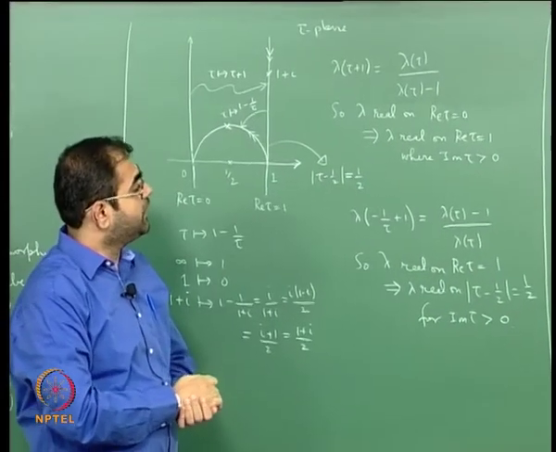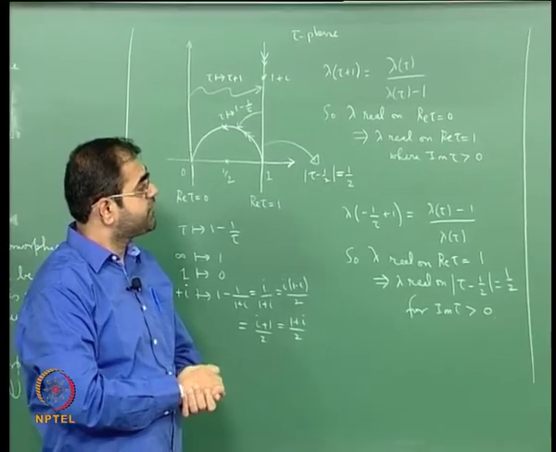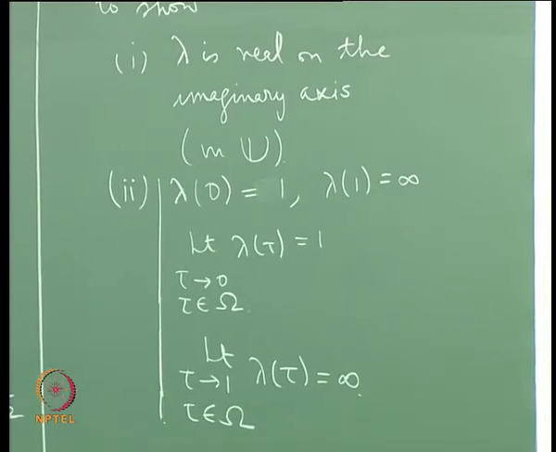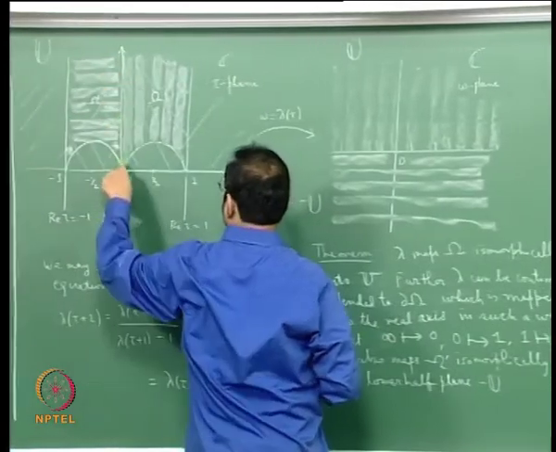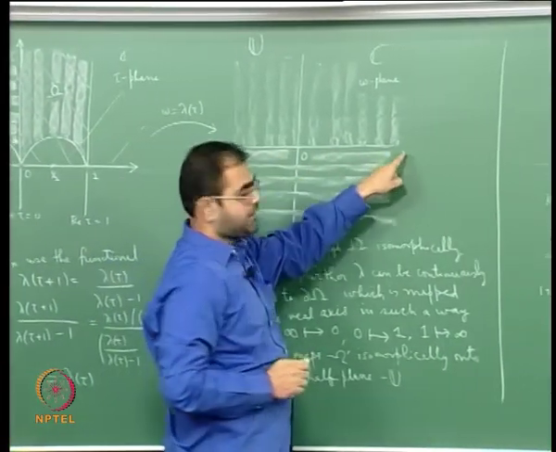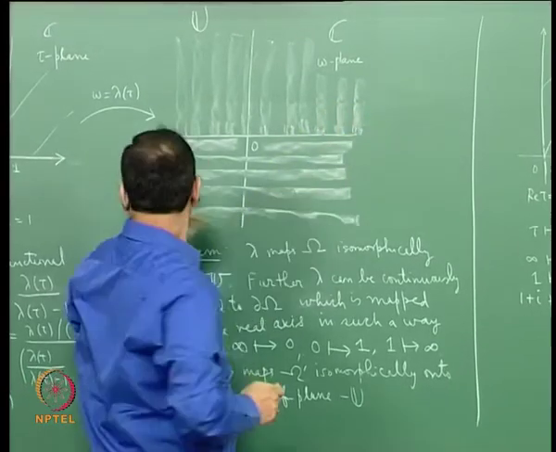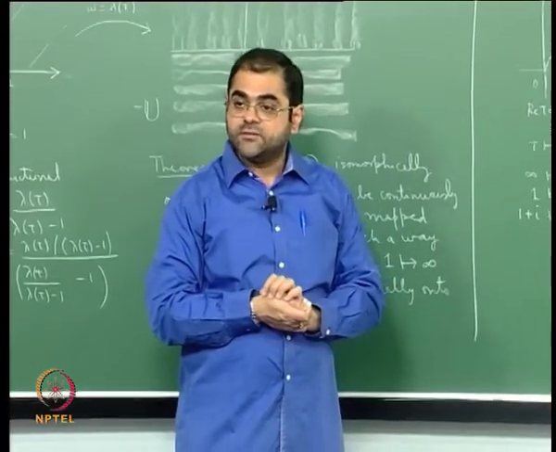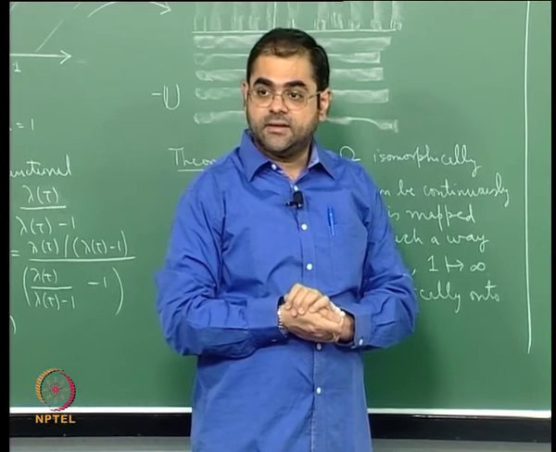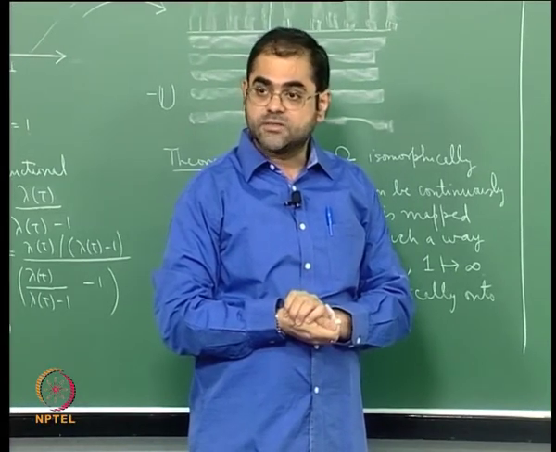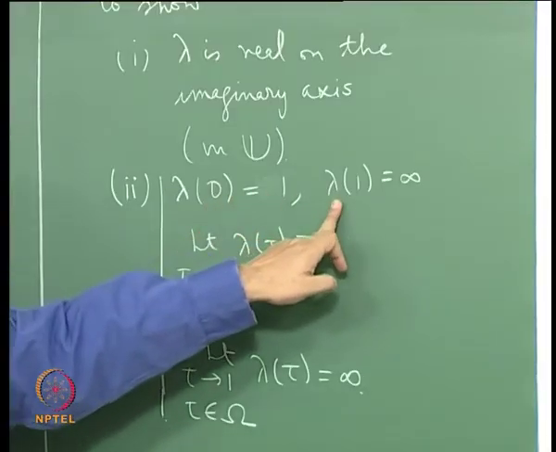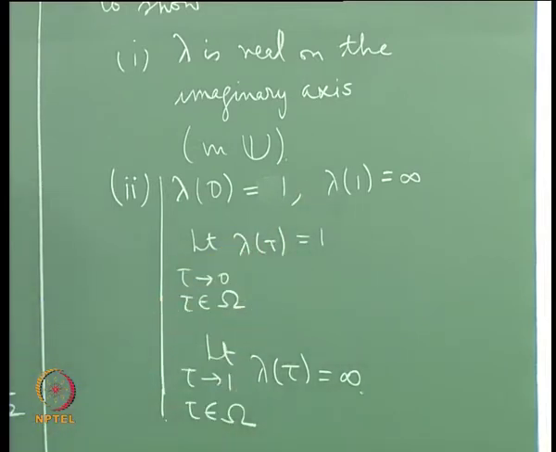So if I show this, then I will know for sure that this boundary is mapped onto the real axis, and that the only truly troublesome points are these two points, where I'll have to check continuity, so that I make sure that the mapping when you extend it to the boundary is also continuous. So I'll have to verify these two limits as well. I have to check that the limits are these values. So this is going to be the first part of our discussion.